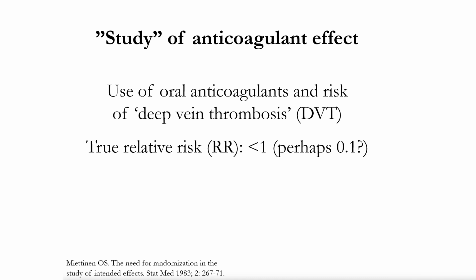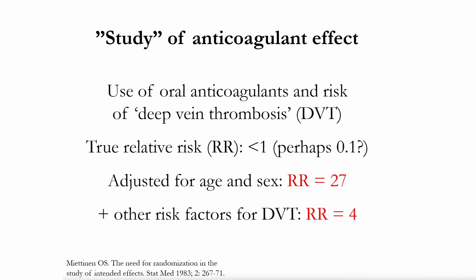So we don't know the true relative risk, but it is absolutely below 1. And from clinical experience, we are talking way below 1. This is a very efficient drug. So perhaps in the order of 0.1 or 0.2 or 0.3. In Miettinen's study, he tries to adjust for initially age and sex in the comparison of oral anticoagulants versus non-use and ends up with a relative risk of 27. So the drug that should protect against DVT is associated with a 27-fold increased risk.